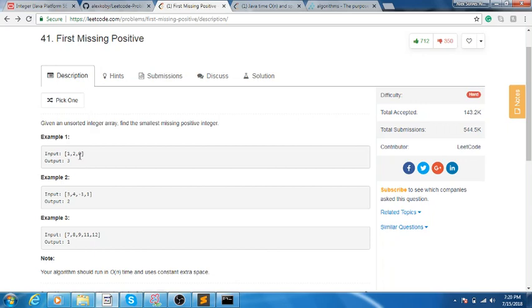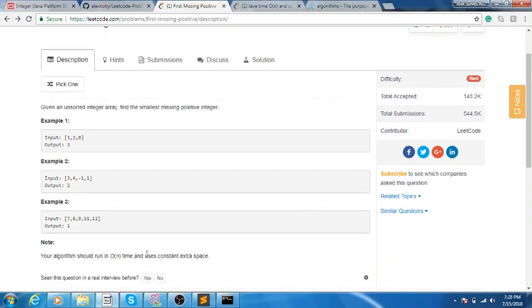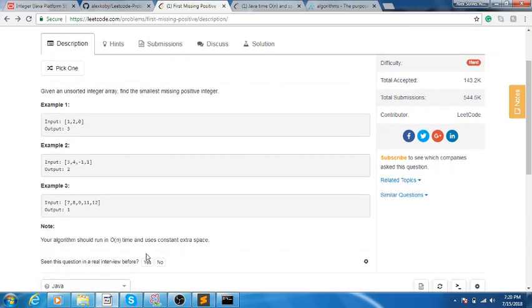So in this example, you have a 1, you have a 2, but you don't have a 3, so you return 3. In this example, you have a 1, but you don't have a 2, so you return a 2. In this example, you have a 7, 8, 9, 11, 12, but you don't even have a 1, so you return 1.